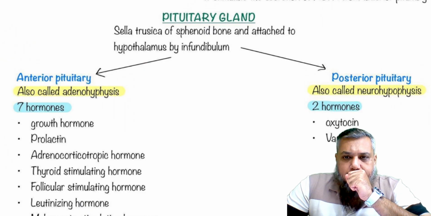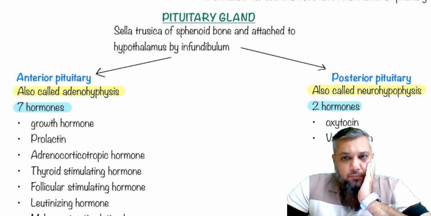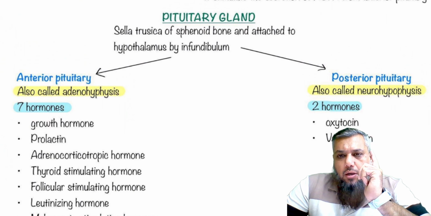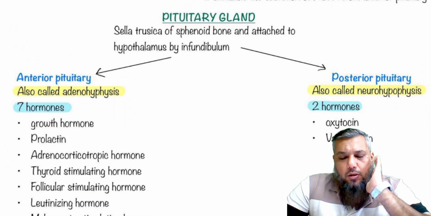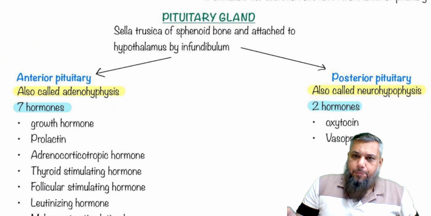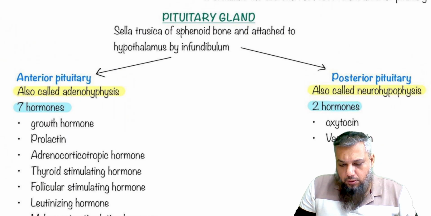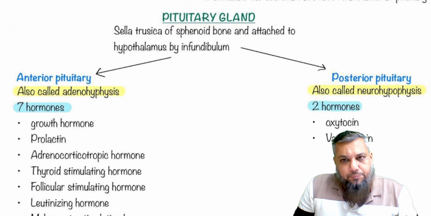Now let's talk about this small but very important gland located in the brain, but very important with respect to its secretion. So where is this pituitary gland located?